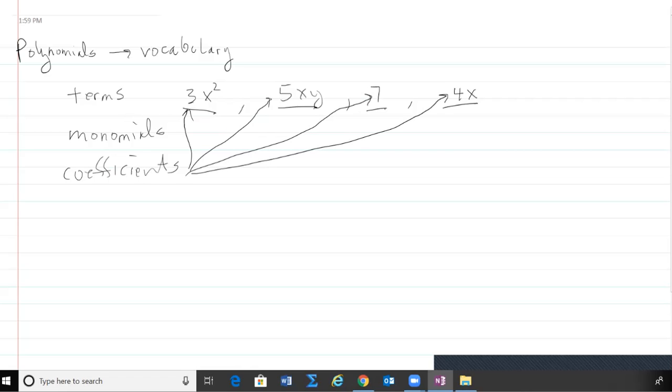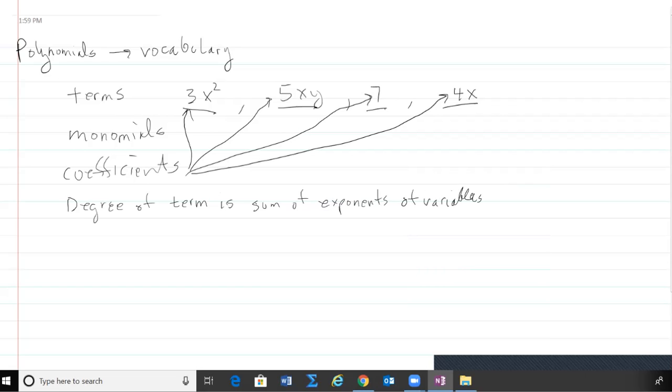Okay. Now, the degree of a term, a polynomial term, in this case a monomial term, is the sum of the exponents on the variables. That's by definition, that's what it's called.